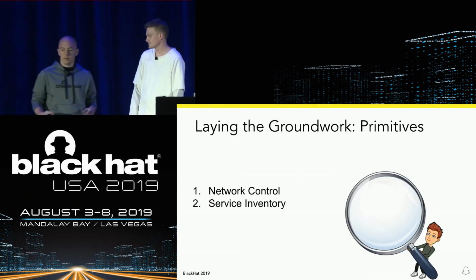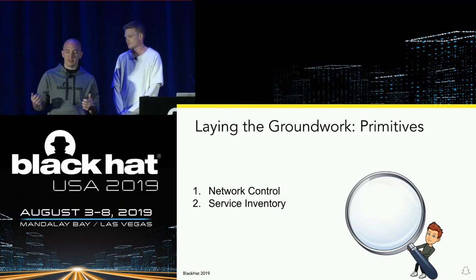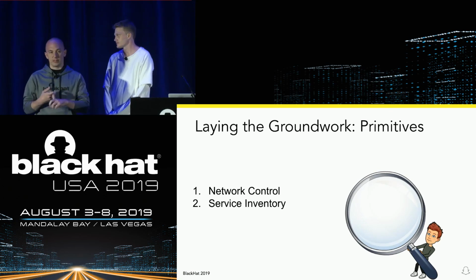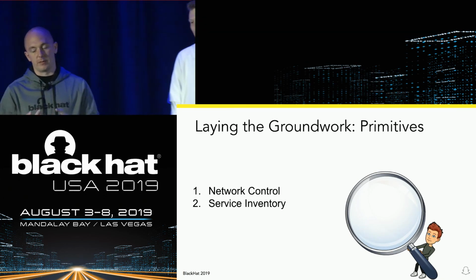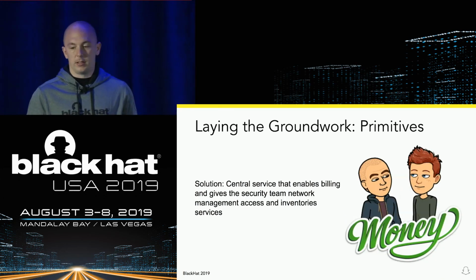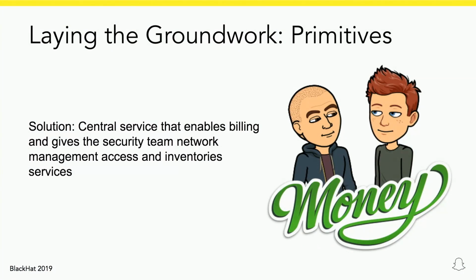Yeah, so the way we built our solution is we need 2 basic features. We need to be able to control the network, and we also need to have visibility into the inventory of our cloud infrastructure. So our solution combines quite a few of the things we talked about before. We have a central service that enables billing. Billing's enabled right away, but it gives the security team network management access and visibility into the infrastructure to ensure that the network stays the way we need it to stay to provide that gate.